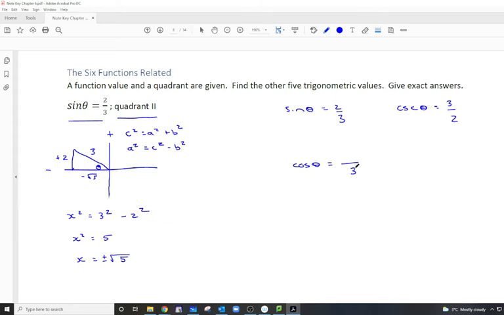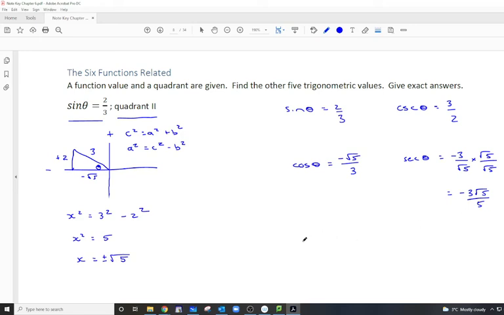So now when I fill out cos is x over r, so it's going to be negative root 5 over 3. Secant, you just take the reciprocal. So again, when you take the reciprocal, 3 over root 5, the negative's just going to stay on the top. But you have to rationalize your denominator. So multiply by root 5 over root 5 gives me negative 3 root 5 over 5.